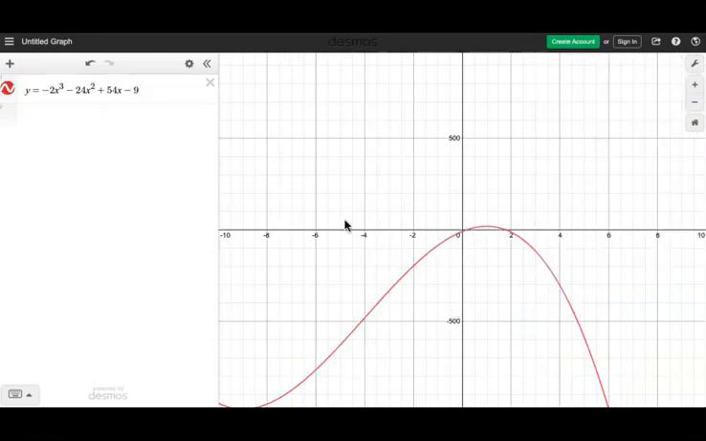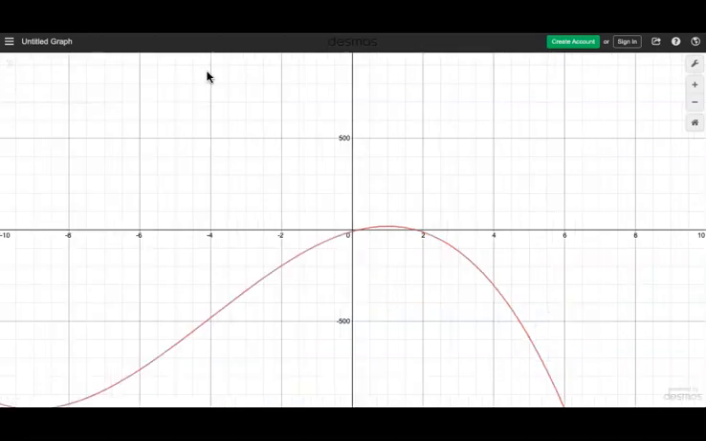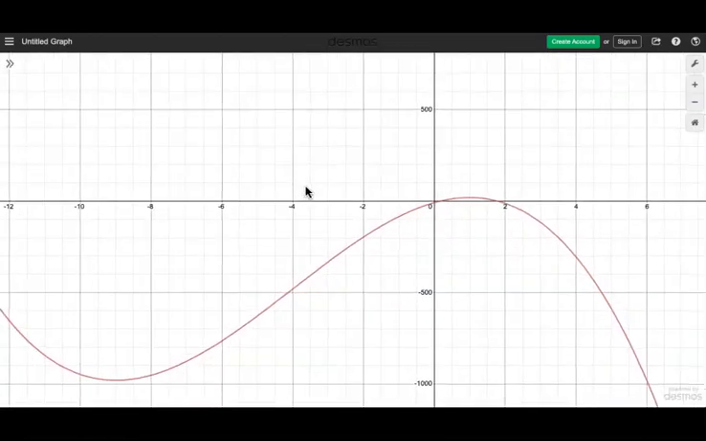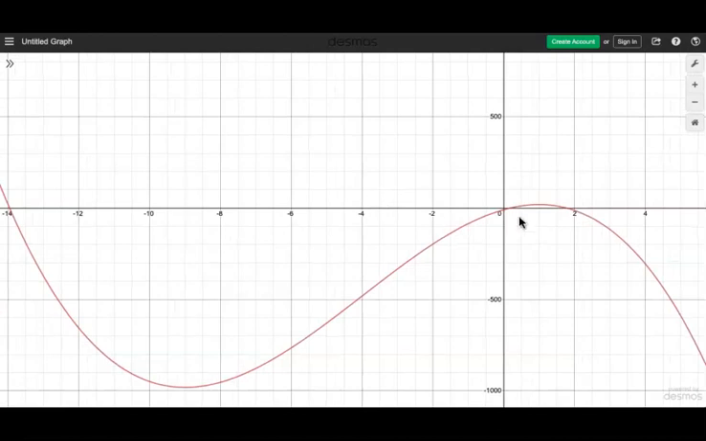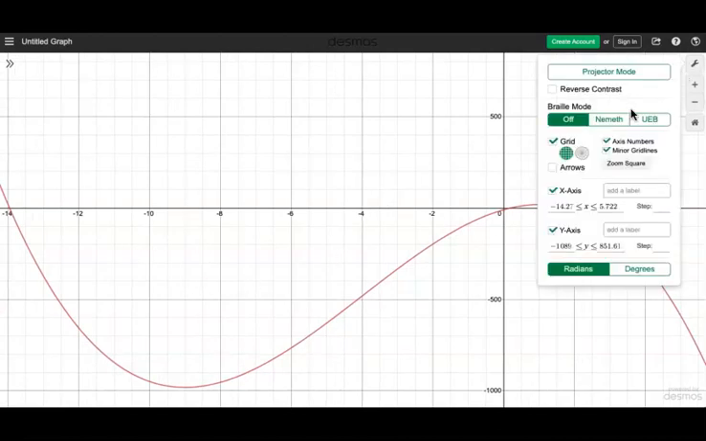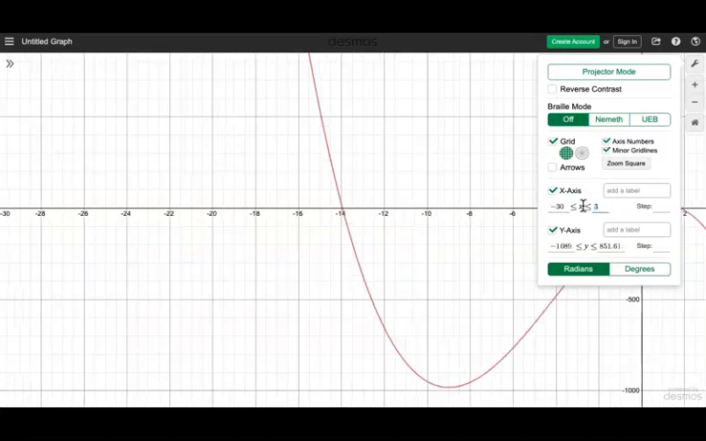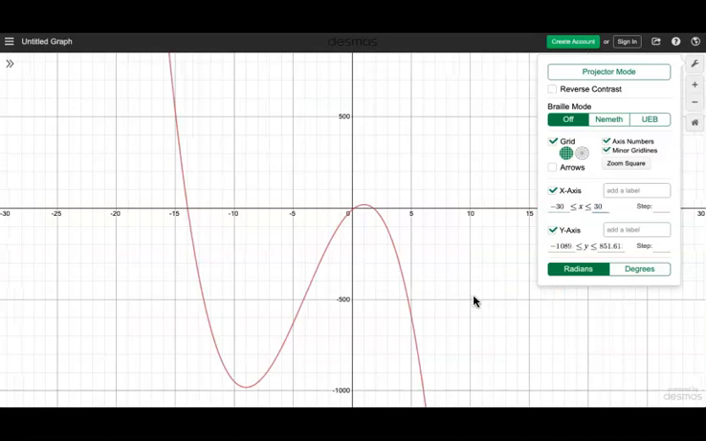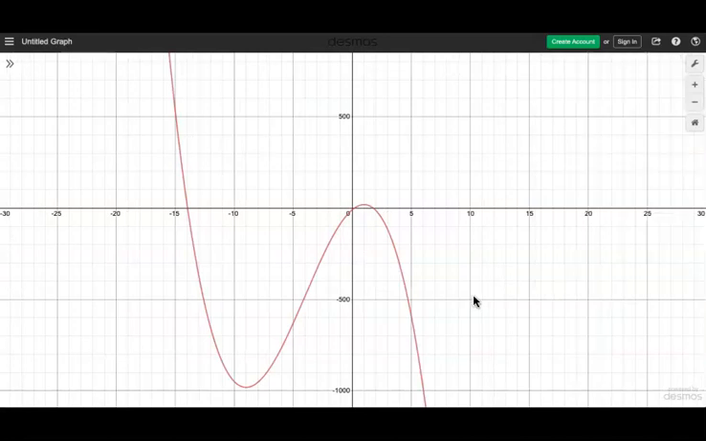So as we come back to our graph, we're seeing part of the graph, but it looks like we do need a little bit more than that. So how about we go from -30 to +30. We're starting to see that S shape that we expect for a cubic function.